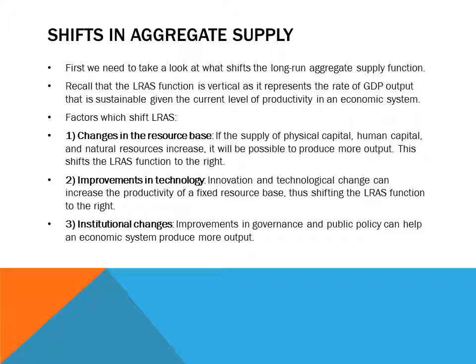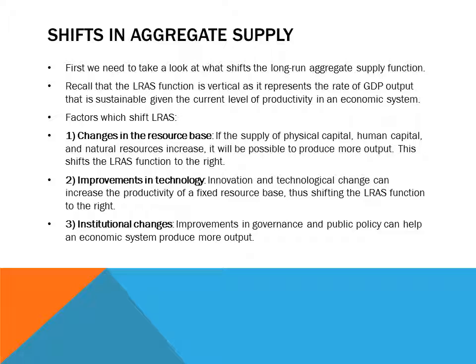First, we need to take a look at what causes shifts in long-run aggregate supply. Recall that the long-run aggregate supply function is vertical, as it represents the rate of GDP output that is sustainable. That is, we can maintain the current level of productivity into the long run. So let's take a look at some factors which shift this supply function.